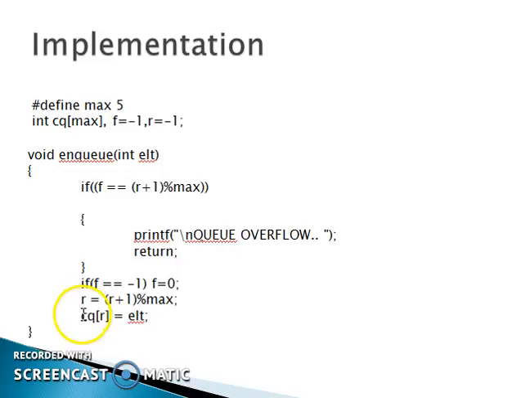Otherwise, rear must be incremented so as to point to the next available slot in a circular queue, and the element can be placed into the slot pointed by rear.